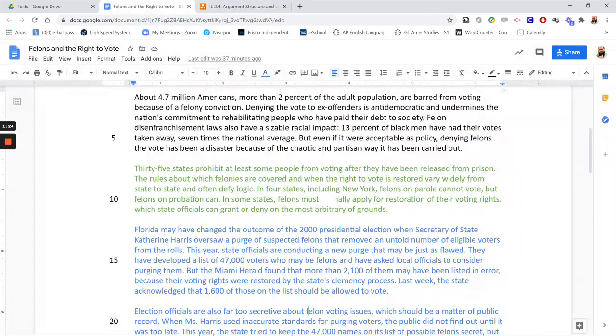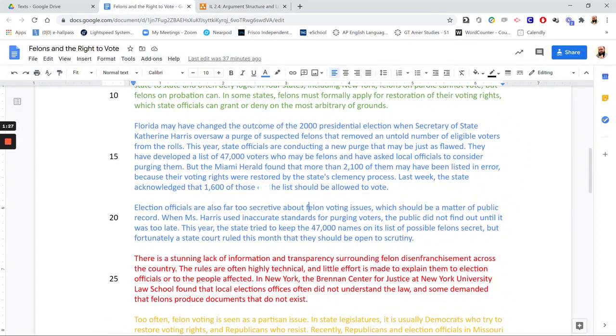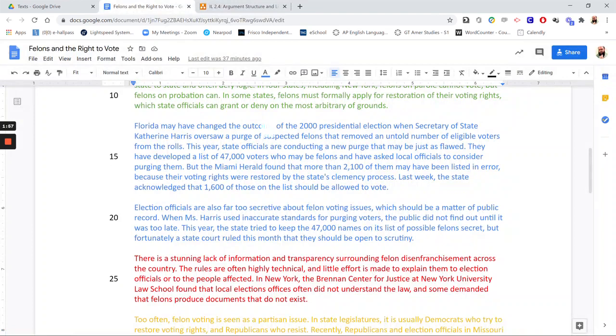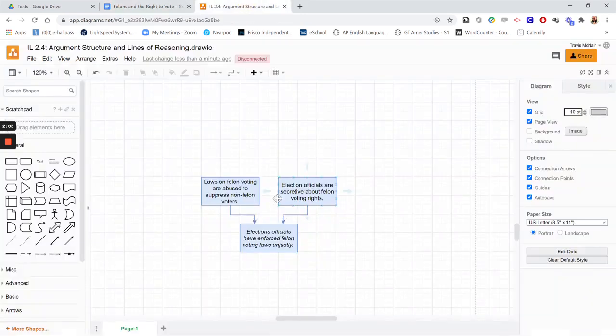All right, next up, let's look at our blue paragraphs here. This is our other line of reasoning. And right away, we can tell this is going to be a little more complex, a few more boxes rather to elaborate on here. And that's because this idea that election officials have enforced felon voting laws unjustly is already supported by a couple of ideas here. That laws on felon voting are abused, and that election officials are secretive. So going back to the paragraph, we can pull out the specific examples that are used to support those two ideas.